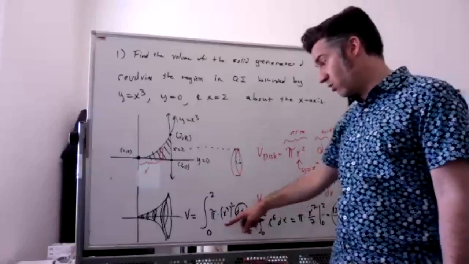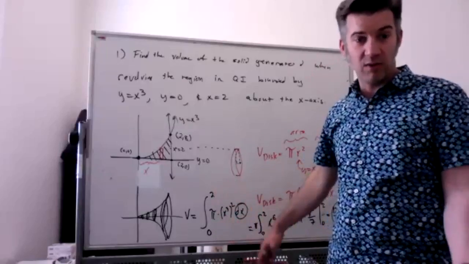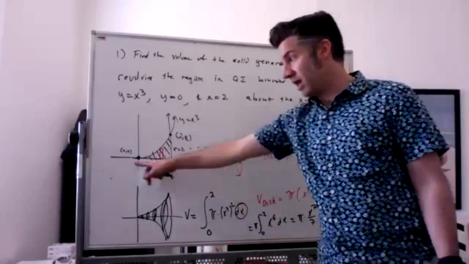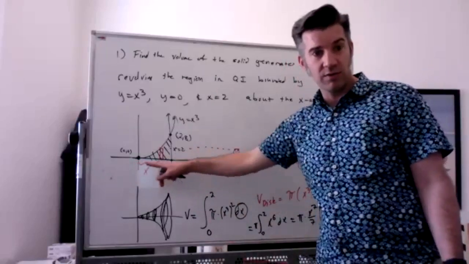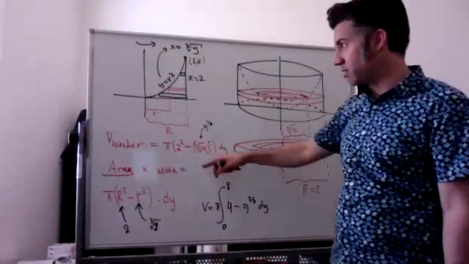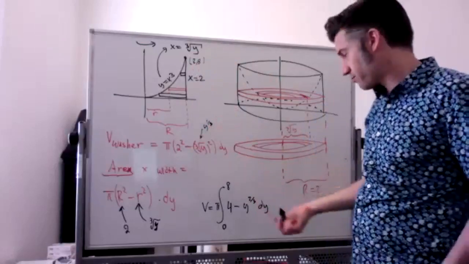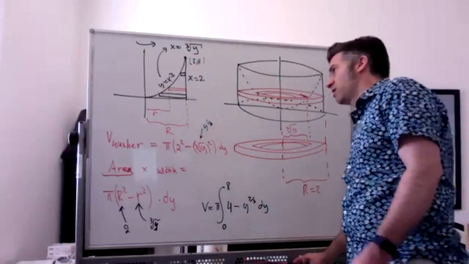If it's a dx, you want the x values of your region, meaning the leftmost and the rightmost x value, 0 and 2. If it's a dy, you want the y values of your region, meaning the bottommost and topmost y values, 0 and 8. And then we can integrate this.